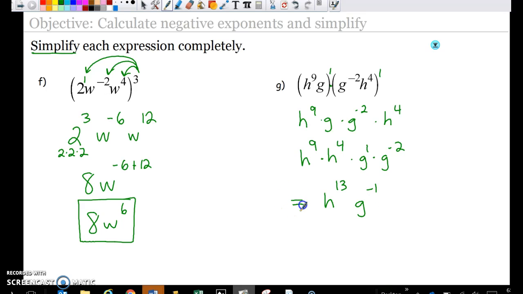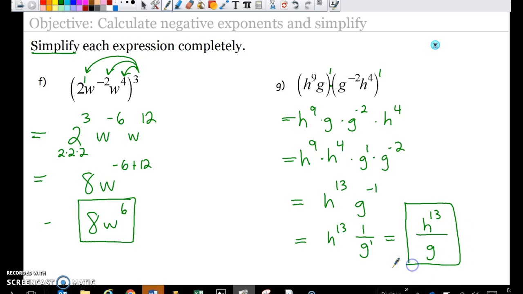And so you can see now that I have a negative exponent. I don't want to have negative exponents in my final expression. So I'm going to use the rule of negative exponents, which tells me that the reciprocal of g to the 1st would be g to the negative 1st. So I'm going to have h to the 13th times 1 over g to the positive 1, which puts it in the denominator of the fraction. You do not need to write the 1 exponent there.